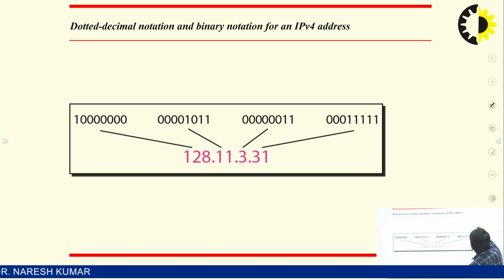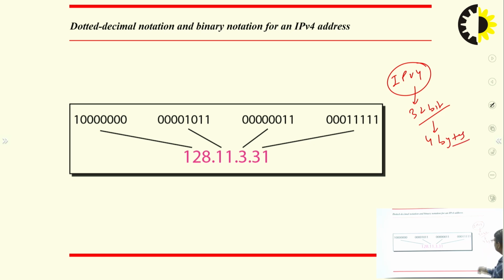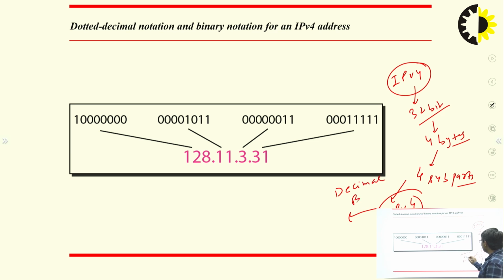Now the notation of IP version 4. We have studied that it is 32-bit, or we can say that it is 4 bytes. 4 bytes means it is divided into 4 subparts. That's why it is known as IP version 4. This IP address can be denoted either in decimal notation or in binary notation.